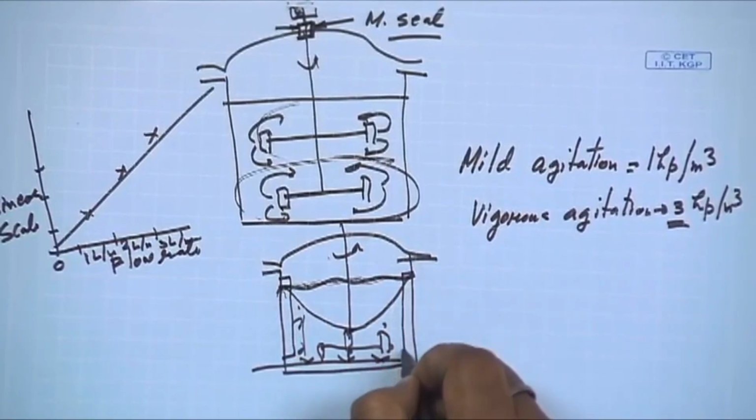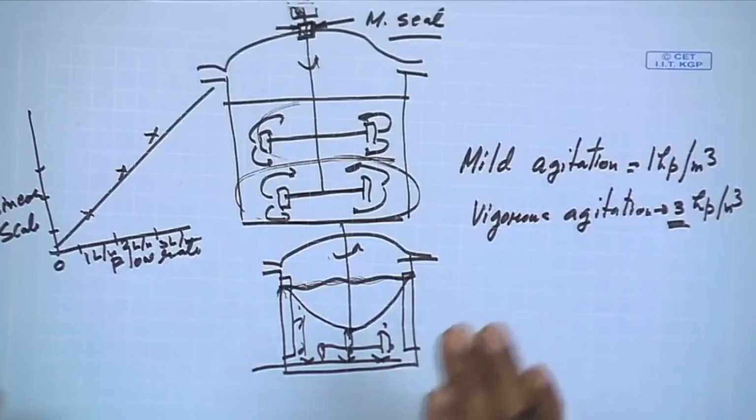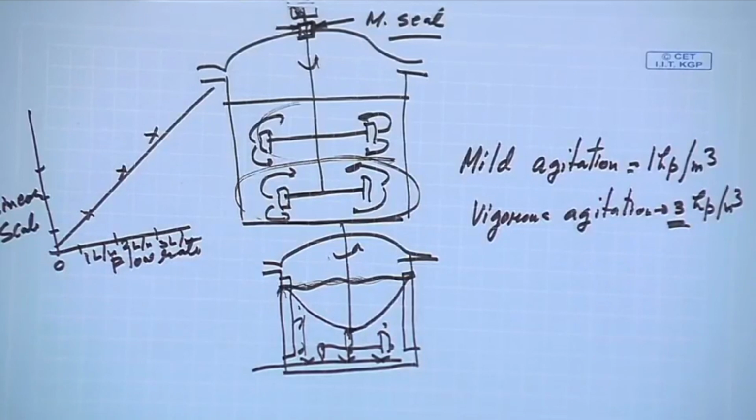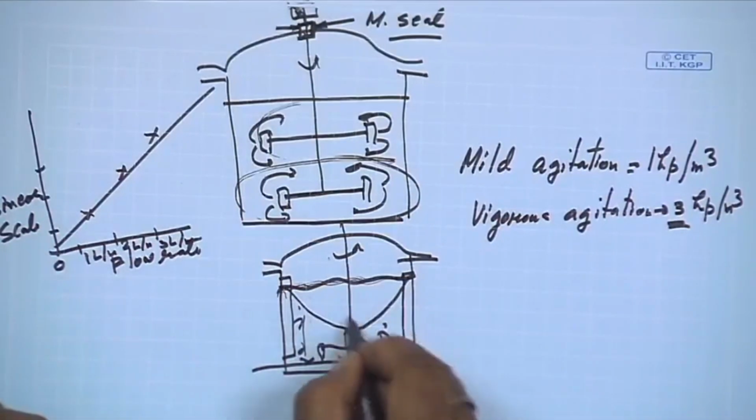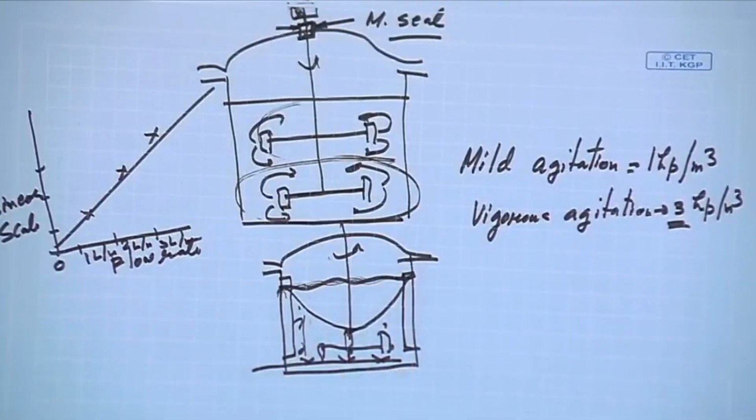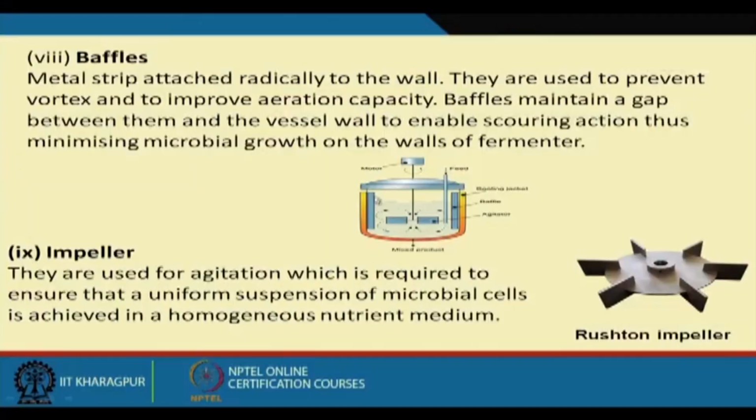This is the baffle, the metal strip that we put at the wall, so that there will be no vortex formation. You can see these are the baffles we have in the reactor. This is how the liquid remains at the same level. There is no vortex formation here.